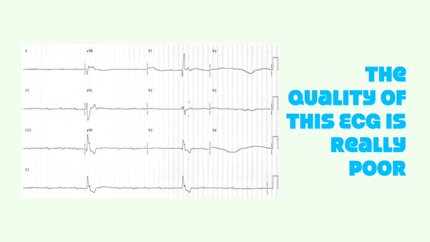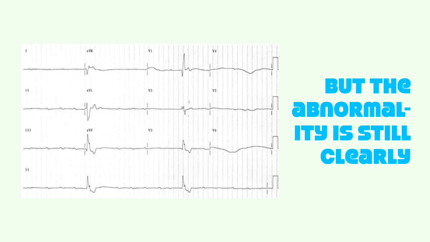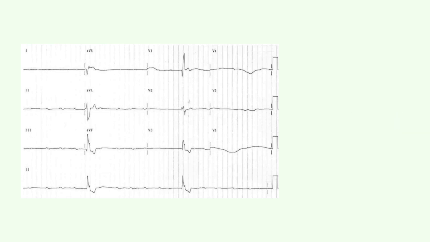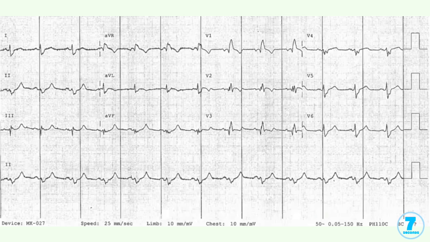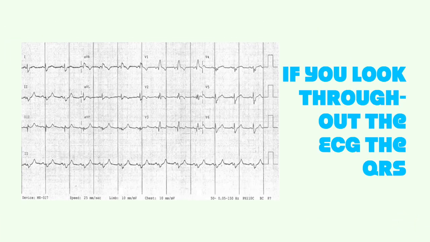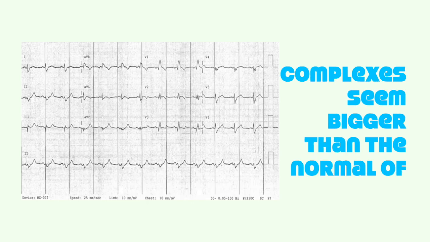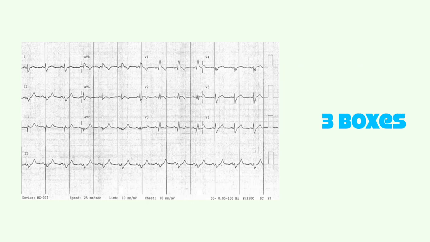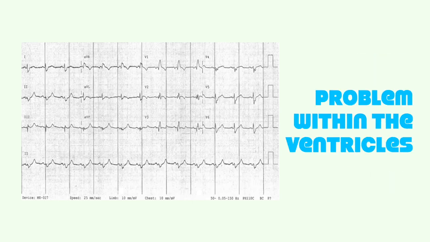The quality of this ECG is really poor, but the abnormality is still clearly visible. If you look throughout the ECG, the QRS complexes seem bigger than a normal of 3 boxes. This signifies that there's a conduction problem within the ventricles.